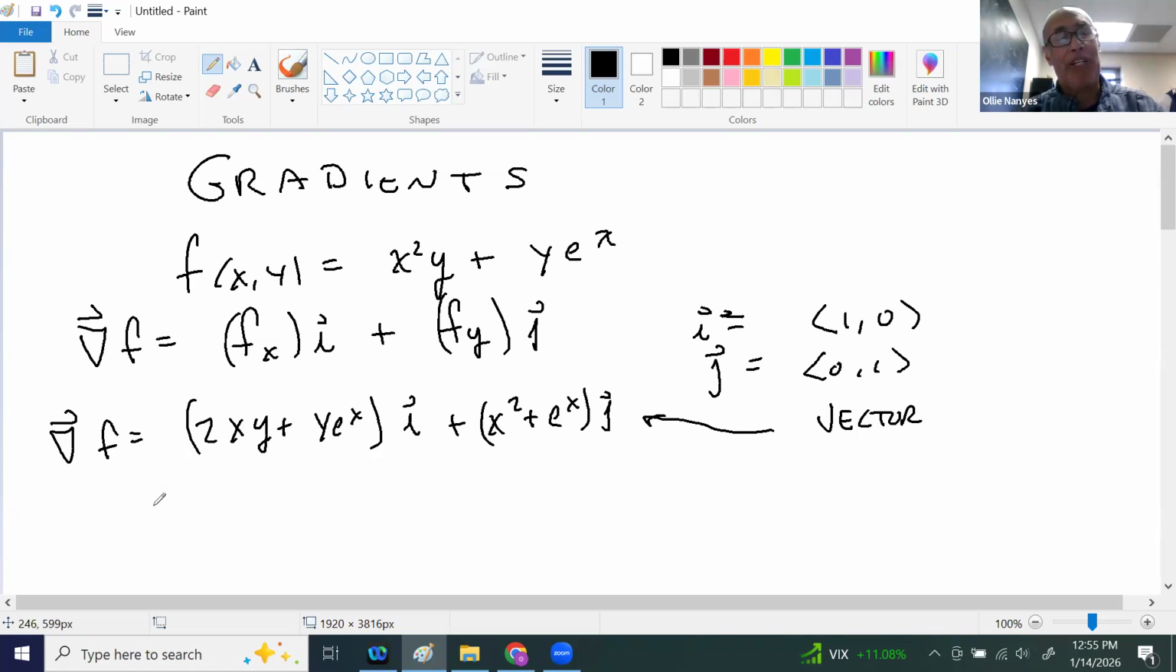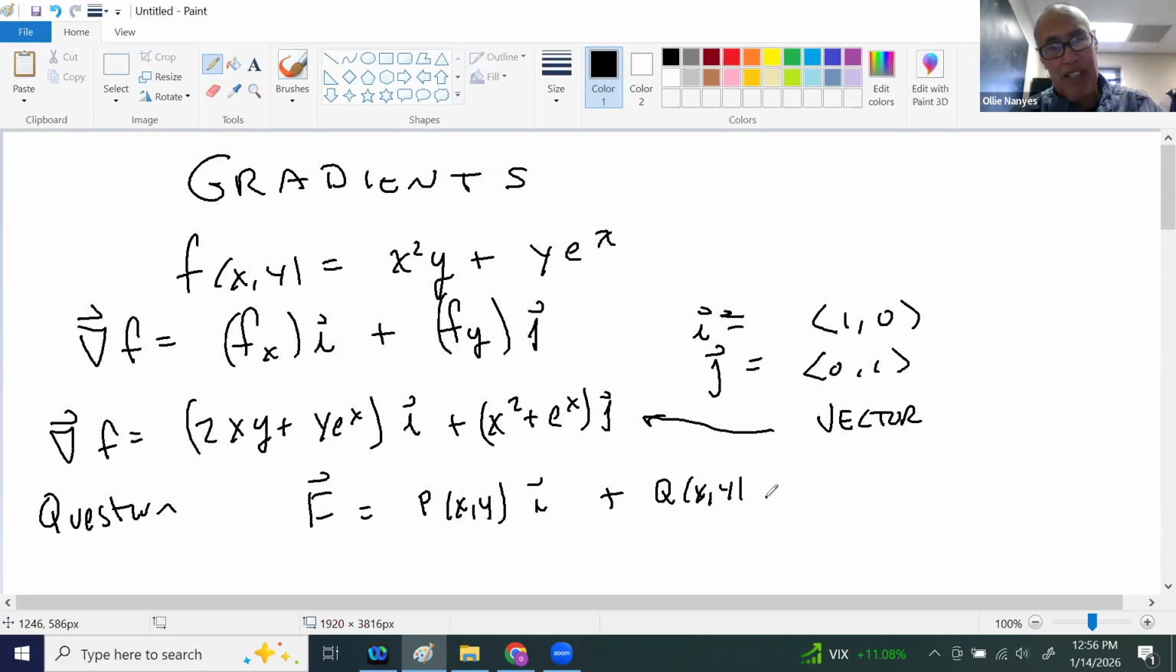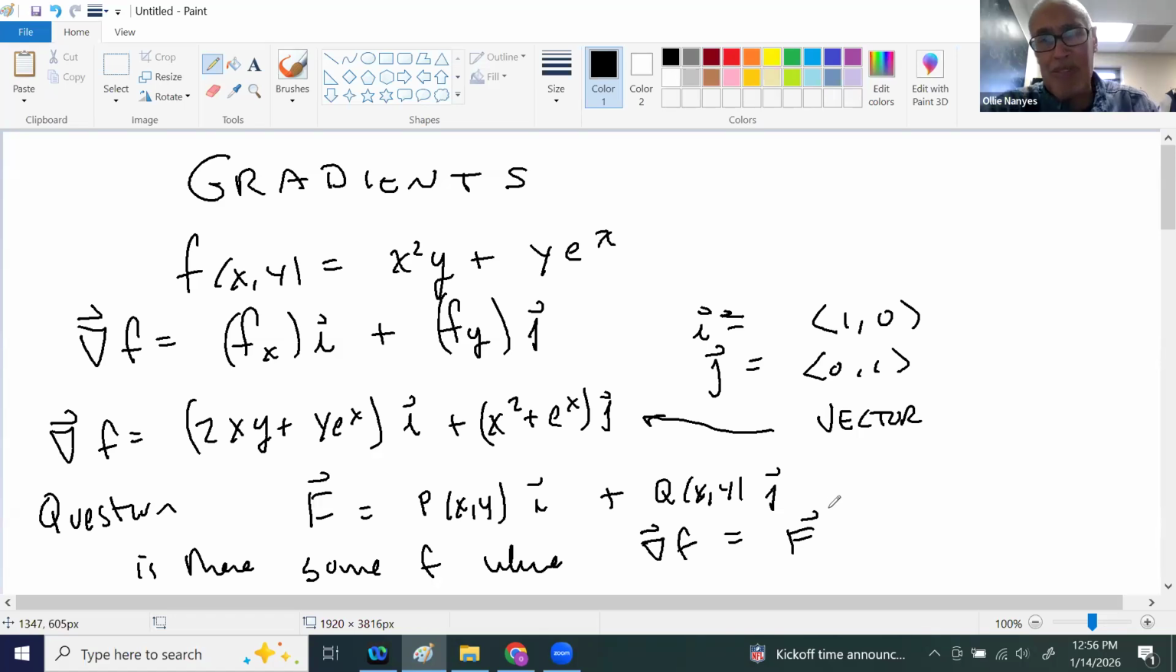Now, what we're going to be given is the following question. Keep in mind, such a thing is called a vector field. So suppose you have a vector field where you have P of x, y, i plus Q of x, y, j. You want to know, is there some f where the gradient of f is equal to this particular vector field? That's going to be a question that's important to us.